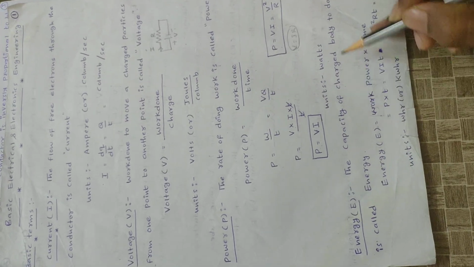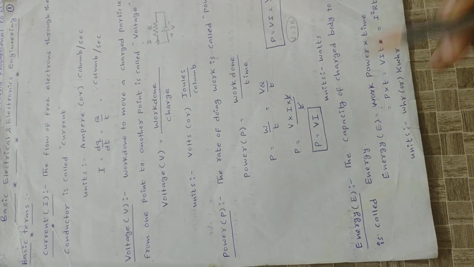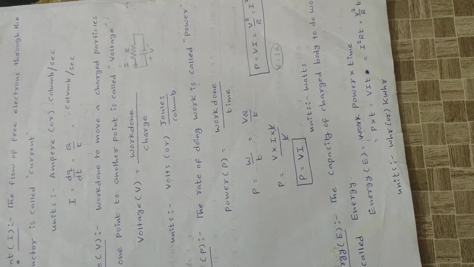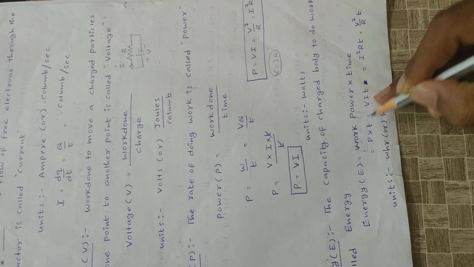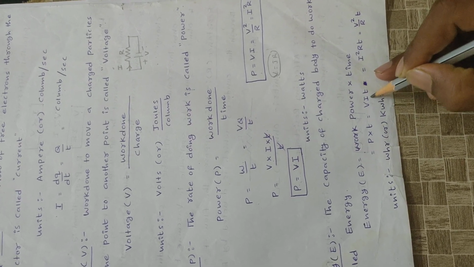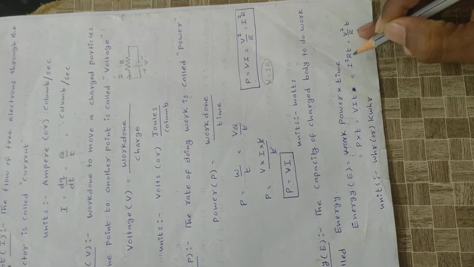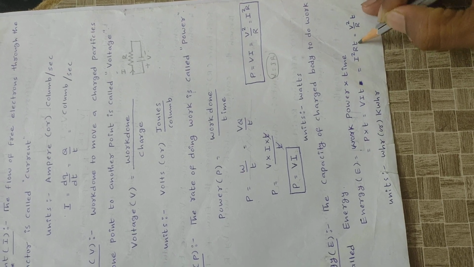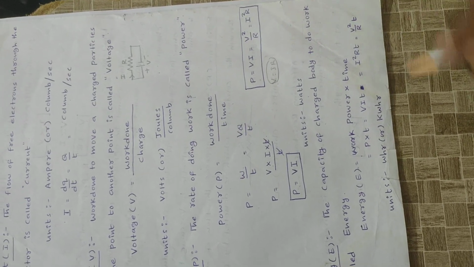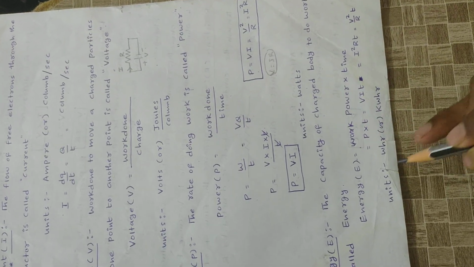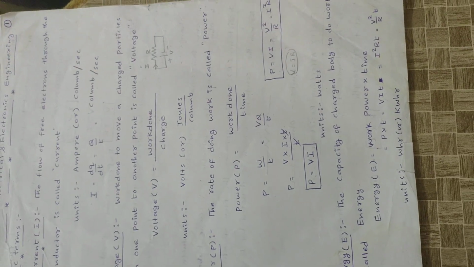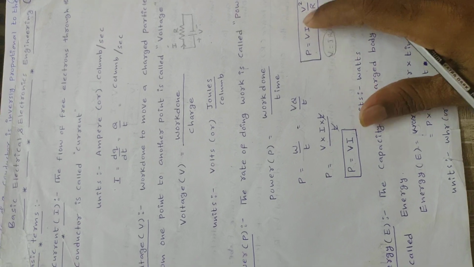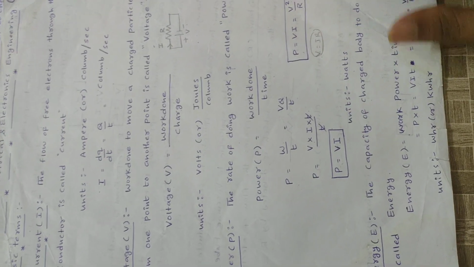Next, energy E. The capacity of a charged body to do work is known as energy. Energy E is equal to power into time. We already know that power P is V into I, so energy is equal to V into I into T, that is equal to I square R into T, that is equal to V square by R into T. The units for energy will be watt hour or kilowatt hour. That is about some basic definitions.